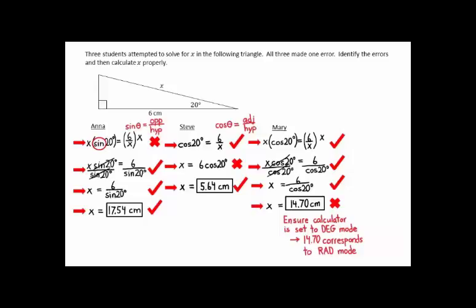To solve this properly, do everything exactly the same as Mary's solution. We get x equals 6 over cosine 20 degrees. If we are in the correct degree mode, we get an answer of 6.39 centimeters.